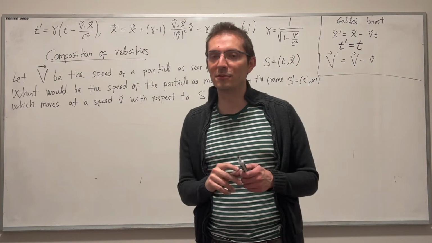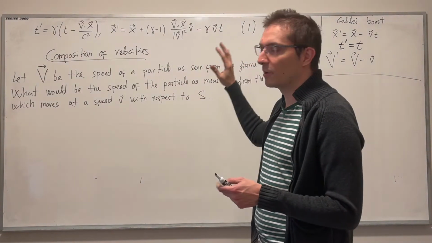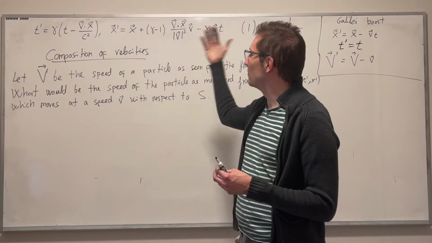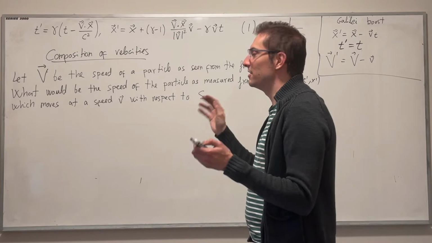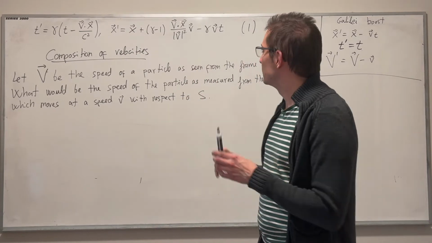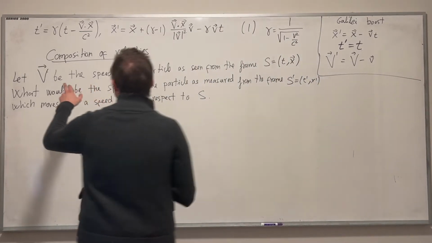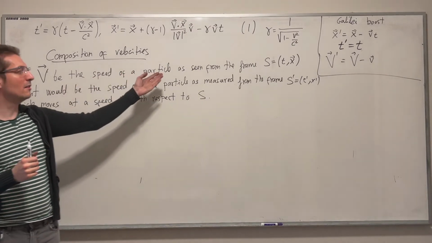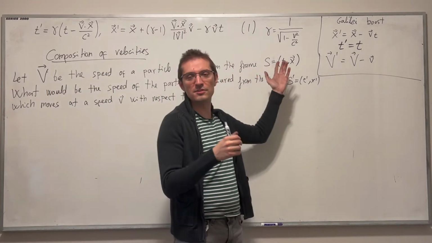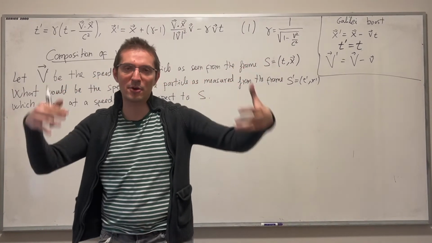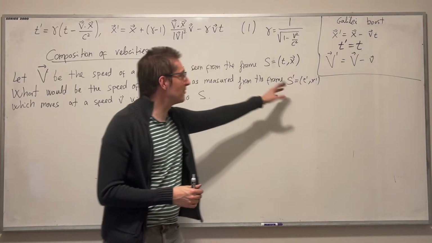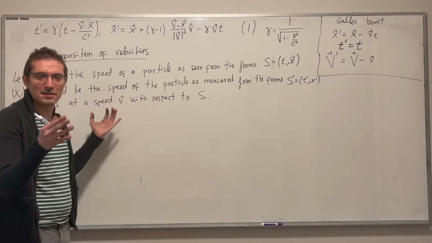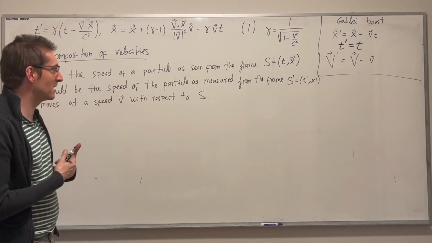Two more things to finish this video. First of all, we're going to quickly see the notion of composition of velocities, which is something that you've seen in your previous courses, but probably not for arbitrary velocities, right? So this notion is, okay, let capital V be the speed of a particle as measured from the frame S, which has coordinates t, x. And we have another reference frame S prime that differs from the first one by a constant speed. It's an inertial frame that has a constant speed with respect to the original one.